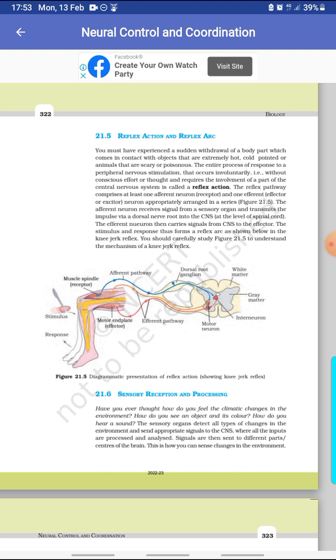The reflex pathway comprises at least one afferent neuron or receptor and one efferent or effector or exciter neuron appropriately arranged in a series. The stimulus and the responses thus form a reflex arc.